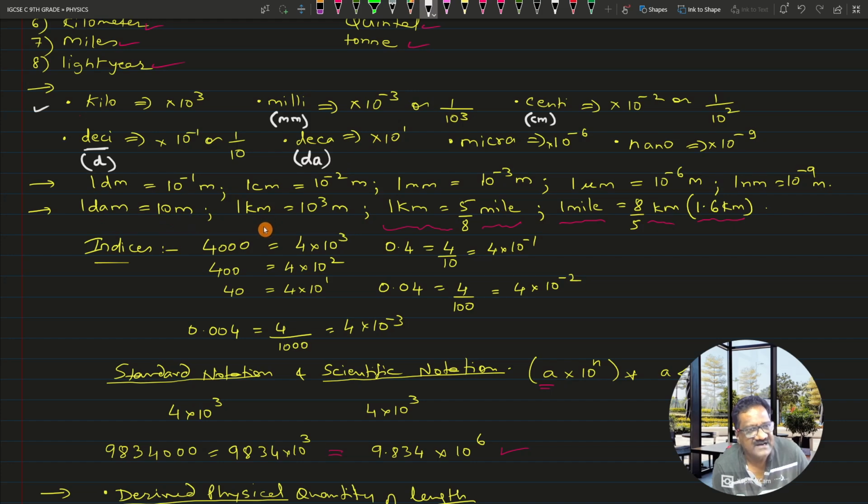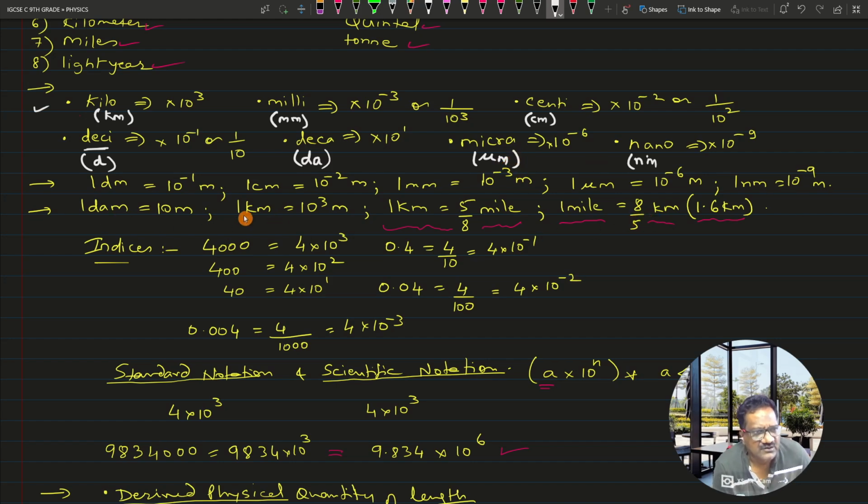1 kilometer will be, kilo is used for what? It is used for 10 raised to 3. So you will get 10 raised to 3 meter. Kilometer, the symbol is km. Micro, the symbol is mu, and nano, the symbol is n. If it is nanometer, you write nm. If it is micrometer, you can write mu m. This is micrometer, isn't it?